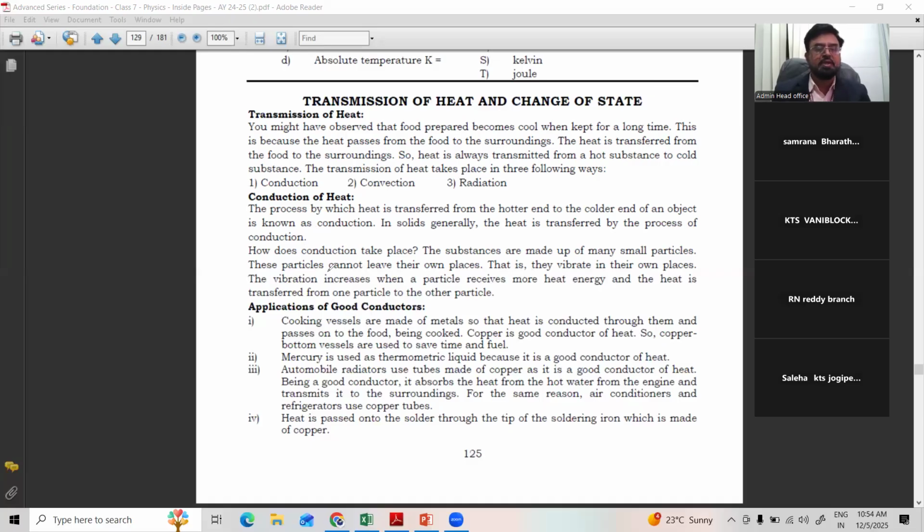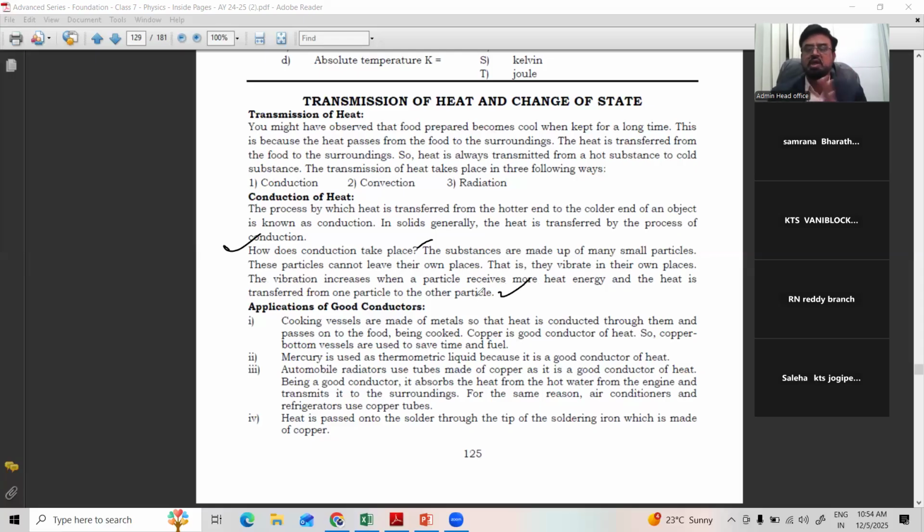So some explanation is given. You can see here: how does conduction take place? Substances are made up of many small particles. These particles cannot leave their own places; they vibrate in their own place. The vibrations increase when the particles receive more heat energy, and heat is transferred from one particle to another particle.